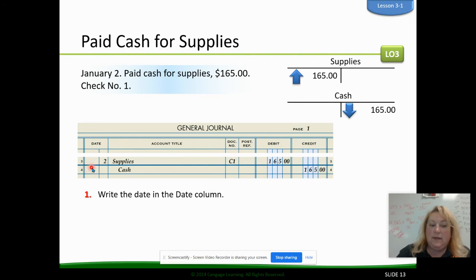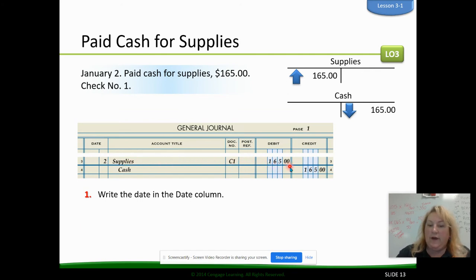Since it's the second transaction, we don't have to write January again. We can just write 2. We have supplies. In your MindTap, though, I believe it makes you write down the month every time. So we'll get to that when we do the work together. So there's the second, supplies, check number 1.